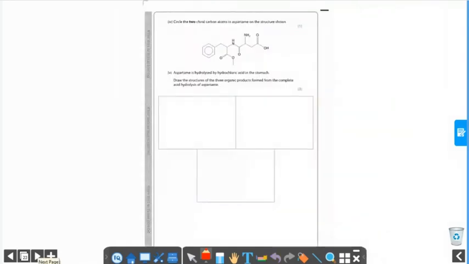Two chiral centers. This is chiral. That's all. It should be a carbon attached to 4 different entities.